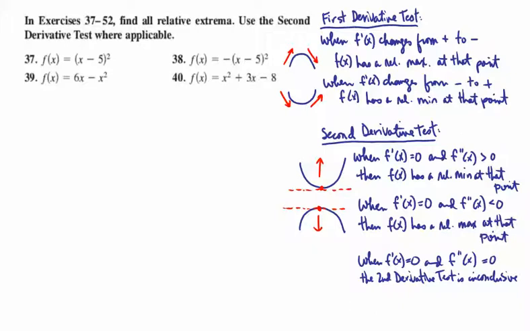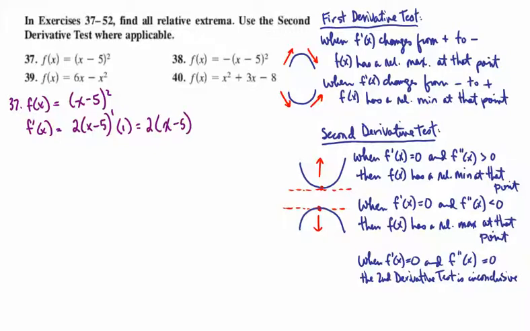So let's jump right into this with number 37. Number 37, we have f of x is equal to x minus 5 to the second power. We know this is a parabola. I can tell by looking at it that it has its vertex at x equals 5, y equals 0, and it's going to be a relative minimum there. But let's assume we didn't know that. We find the first derivative: we bring down the 2, leave the inside alone, reduce the exponent by 1, and multiply times the derivative of the inside. And we get 2 times x minus 5. Now we know that that is equal to 0 when x is equal to 5. So at x equals 5 we have a horizontal tangent.